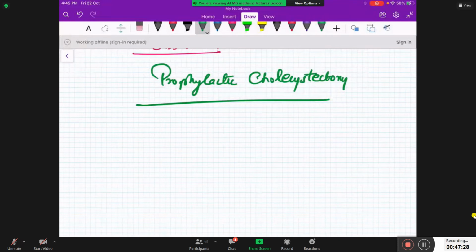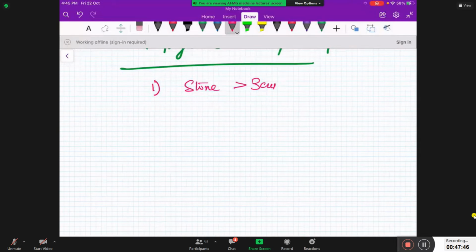Now, what are the indications of prophylactic cholecystectomy? Very, very important for us. A potential question in exam. The indications of prophylactic cholecystectomy are stone more than 3 centimeter in size, not 3 millimeter. More than 3 centimeter in size. Second, patient having gallstone pancreatitis.